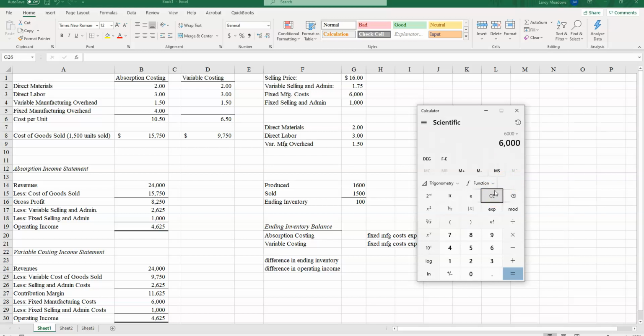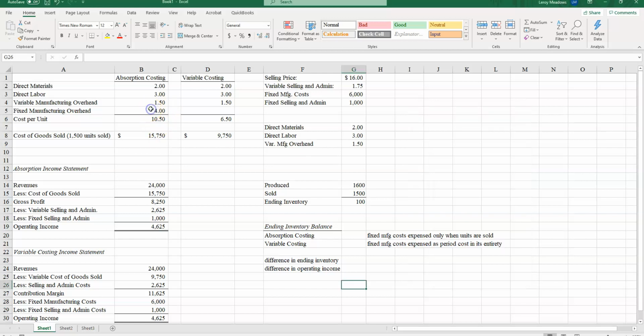Spread out now, instead of 1,500, we're going to spread it out over 1,600, because let's say we're making more units and we didn't sell quite as many. So my fixed manufacturing cost per unit is $3.75. So now my cost per unit is $10.25.